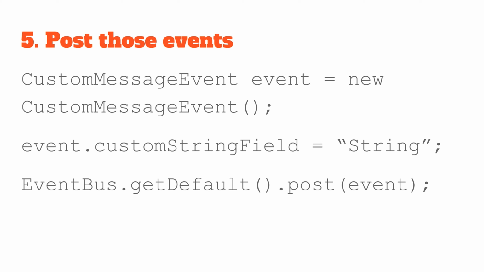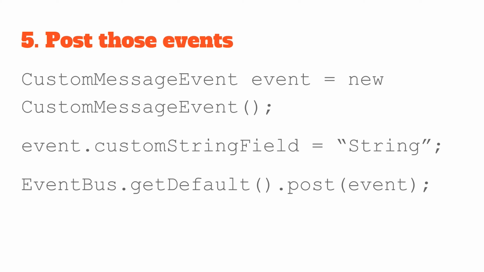Now remember, there's only one instance of EventBus, and we can get that from anywhere in our application by calling EventBus.getDefault. And on that instance, we can call .post and then pass in our event to our EventBus. And if you remember, any objects that have that @Subscribe on event that have this particular custom message event declared in their parameter will get a callback automatically.